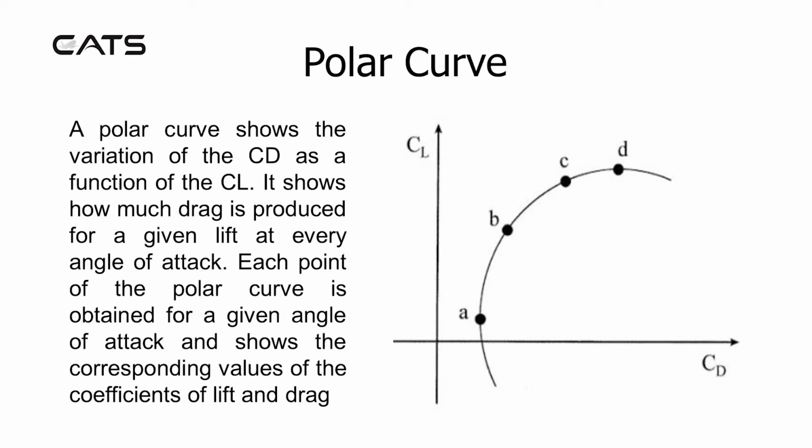The polar curve. A polar curve shows the variation of CD as a function of CL. It shows how much drag is produced for a given lift at every angle of attack. Each point of the polar curve is obtained for a given angle of attack and shows the corresponding values of the coefficients of lift and drag.